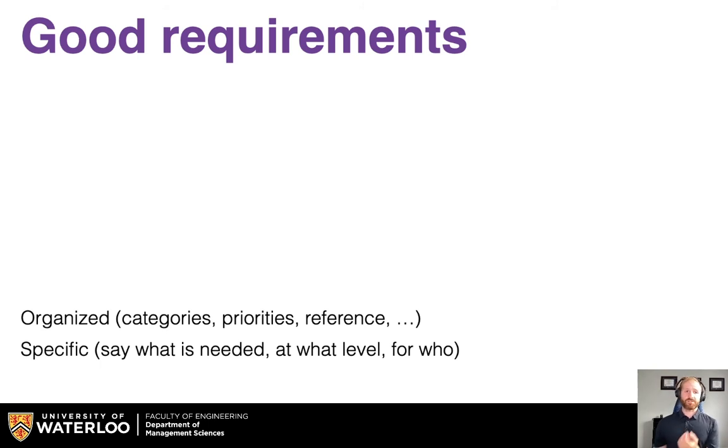So good requirements are organized and specific. They have categories, priorities, reference numbers, etc., and they say what's needed at what level for who. And that's the requirements for your requirements when it comes to milestone 1.